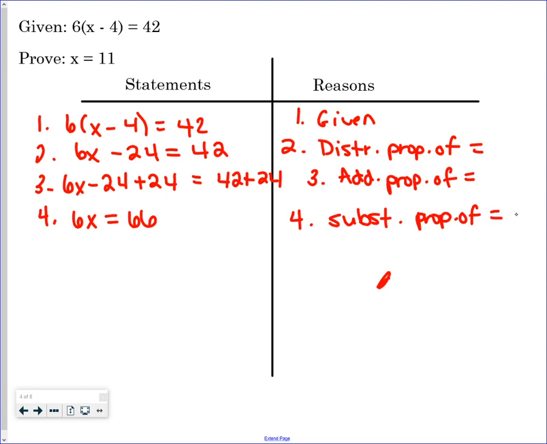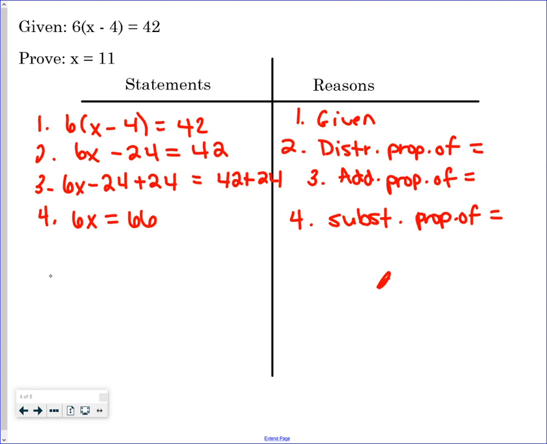Am I going too fast? Okay, good. A lot of people are tempted to call this addition because they did adding. Do you see what I'm saying? But actually, property-wise, whenever you do the math, it's called substitution. The addition property was showing the adding on both sides, not actually doing the adding.